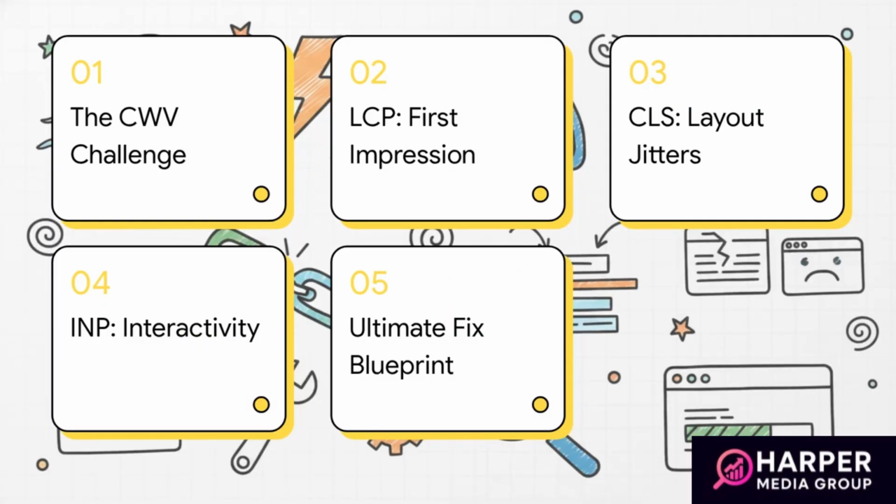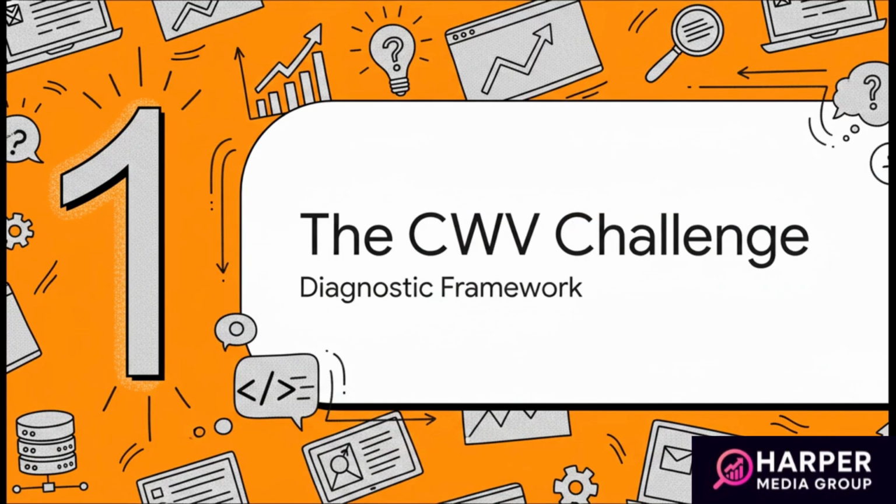So, here is our roadmap for today. First, we'll look at the overarching Core Web Vitals challenge. Then, we're going to triage LCP, CLS, and INP, going metric by metric. And finally, we'll prescribe the ultimate fix blueprint. We are keeping this fast, focused, and entirely actionable. Let's start with Section 1, the Core Web Vitals Challenge. We'll be drawing directly from Harper Media Group's 10-part diagnostic framework built specifically for digital agencies.